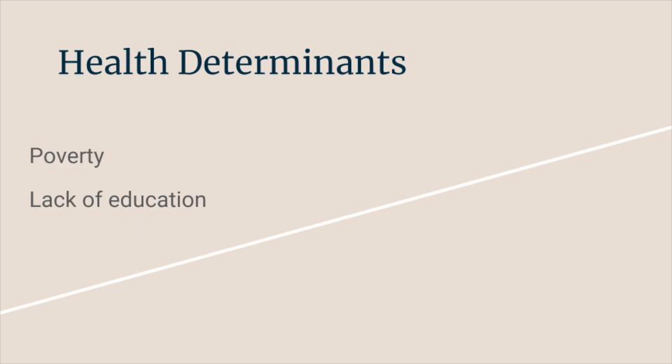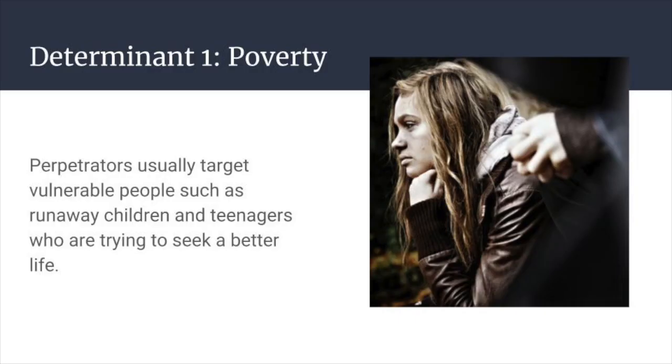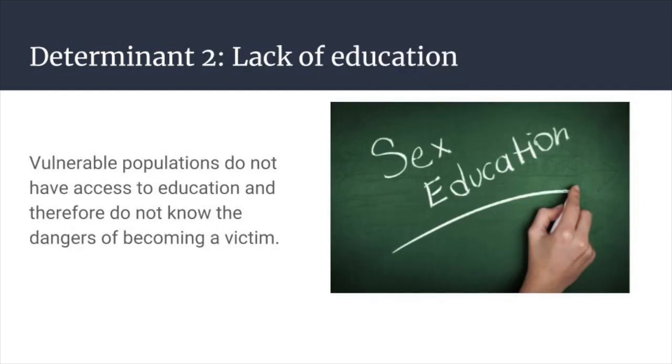The health determinants include poverty and lack of education. Poverty plays a big role when it comes to human sex trafficking. Because of domestic violence and unhealthy relationships, some teenagers and children run away from home in hopes of seeking a better life. Since these people are vulnerable, perpetrators target them and convince them with false benefits. Lack of education is another key factor that contributes to human sex trafficking. Perpetrators also target people who do not have access to education and are therefore easier to persuade.